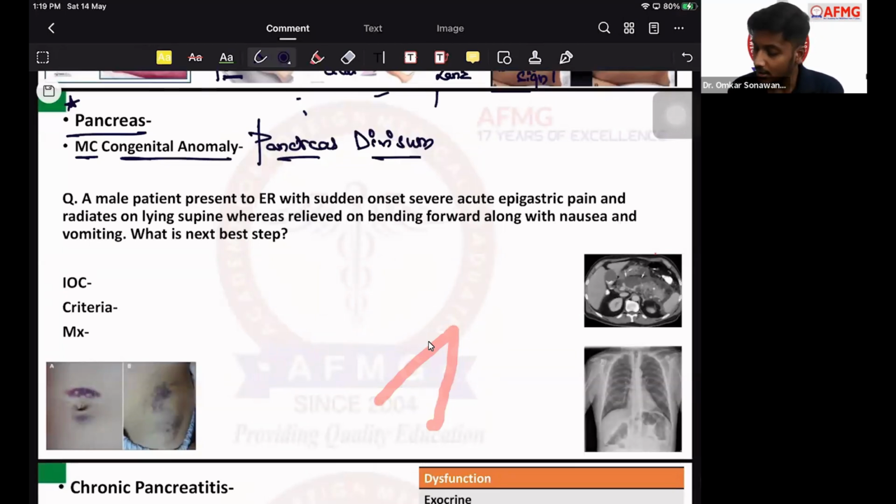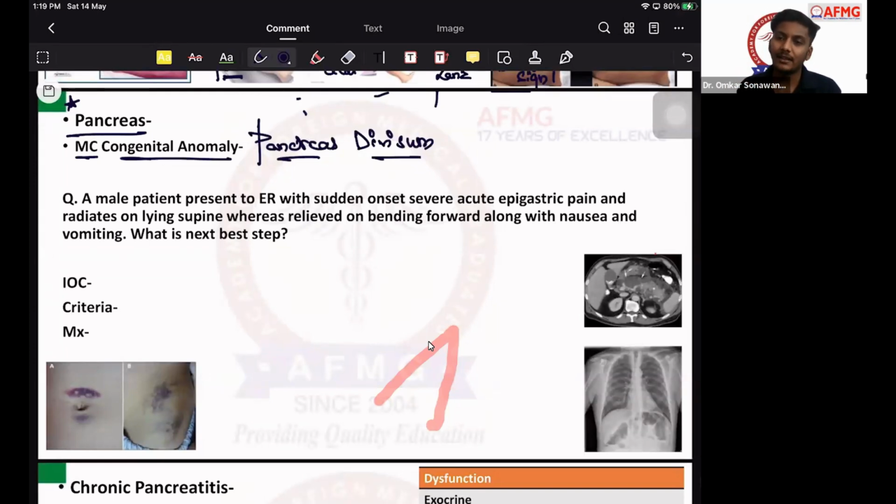Please remember this. Whereas if I talk about annular pancreas, as I told you, annular pancreas is due to malrotation of the ventral pancreatic bud. Therefore the pancreatic tissue forms a ring-like structure around the duodenum, and it will compress the duodenum.